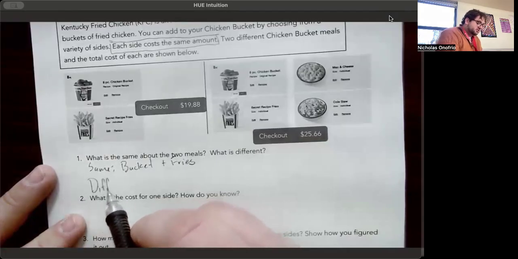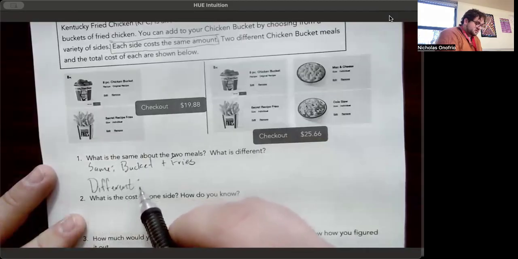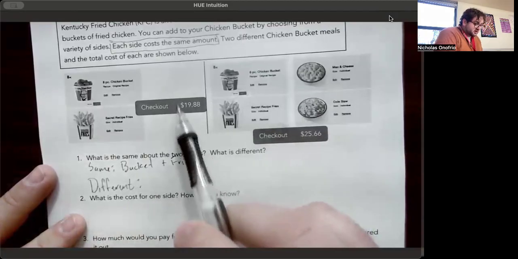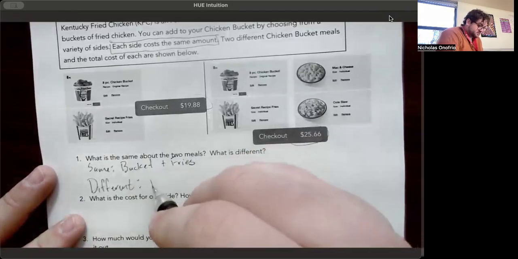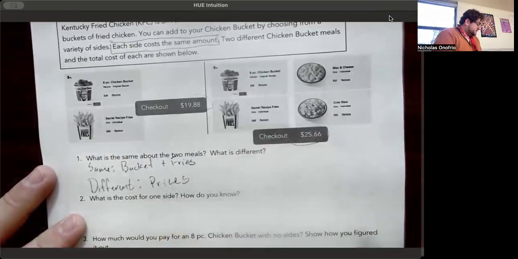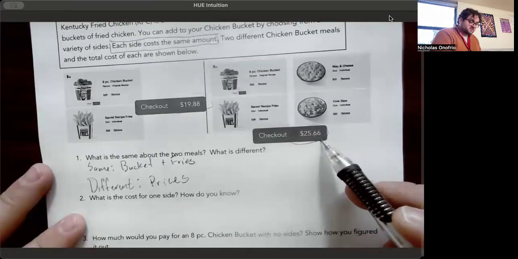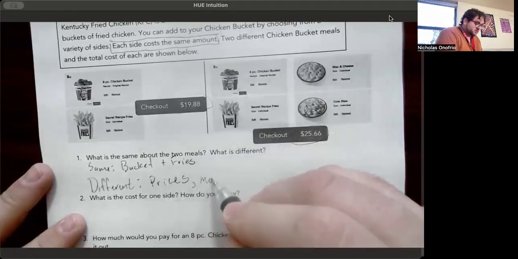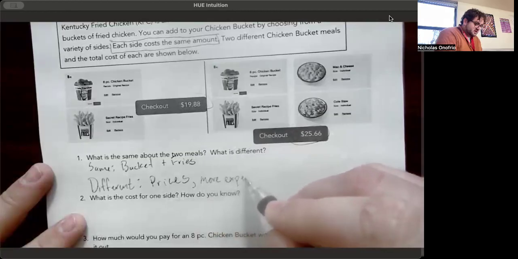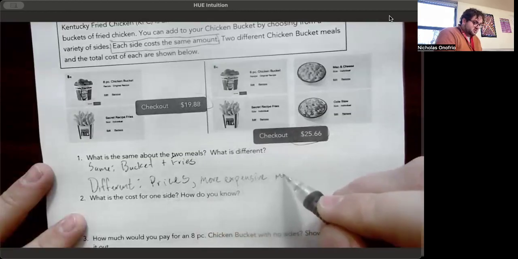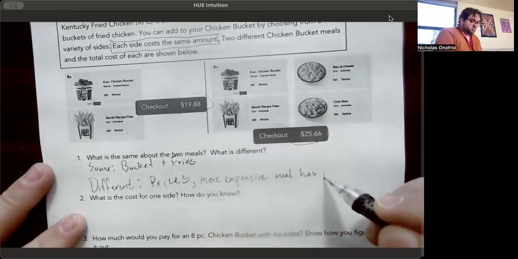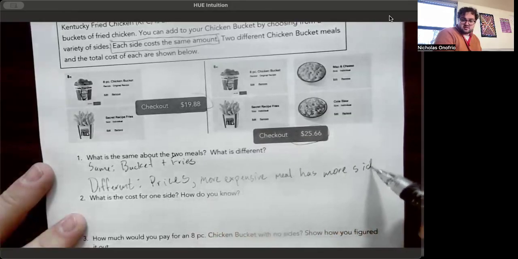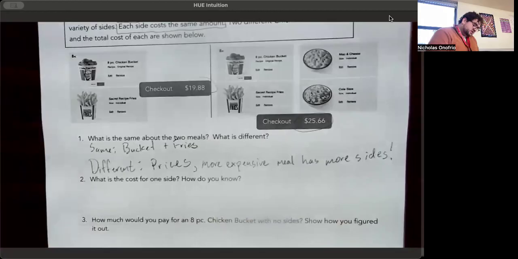Talking about different, this is where the interesting things happen. We notice, first and foremost, they've got different prices, right? One of ours is costed at $25.66 and one is at $19.88. We also notice the more expensive meal has more sides. So let's use that and find the answer to question number 2.